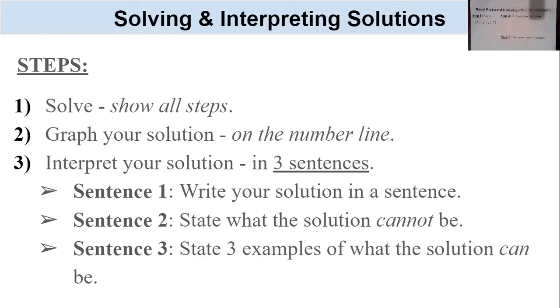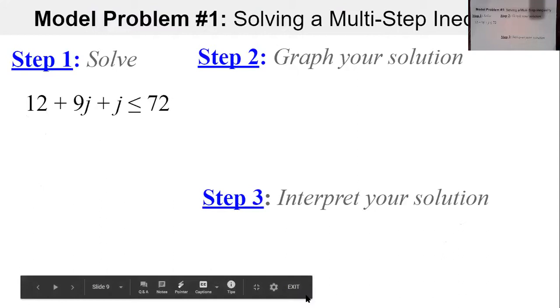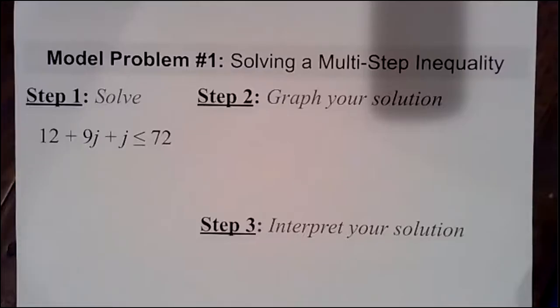For number 2, you're going to state what the solution cannot be, and then you're going to state 3 examples of what the solution can be. So for every single answer, we're going to do that for the model problems, okay? So this is model problem number 1. I'm going to stop sharing, and we are going to do this model problem right here, okay? So let me grab 2 pens.